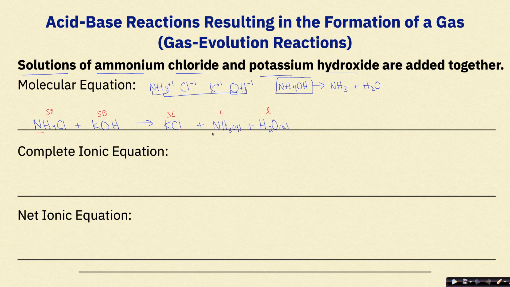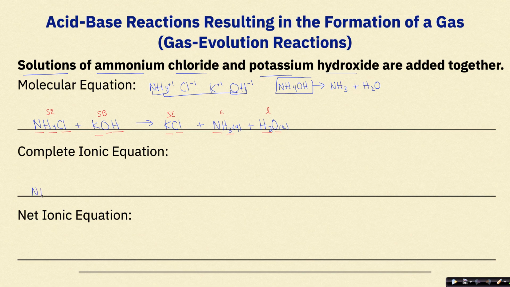One nitrogen, one nitrogen. How many hydrogens total do we have here? 4, 5, 3. Okay, so our hydrogens, there's the same amount on both sides. One chlorine, one potassium, one oxygen. Hey, we don't need to balance. Beautiful. All right, so let's go on and write our complete ionic equation.